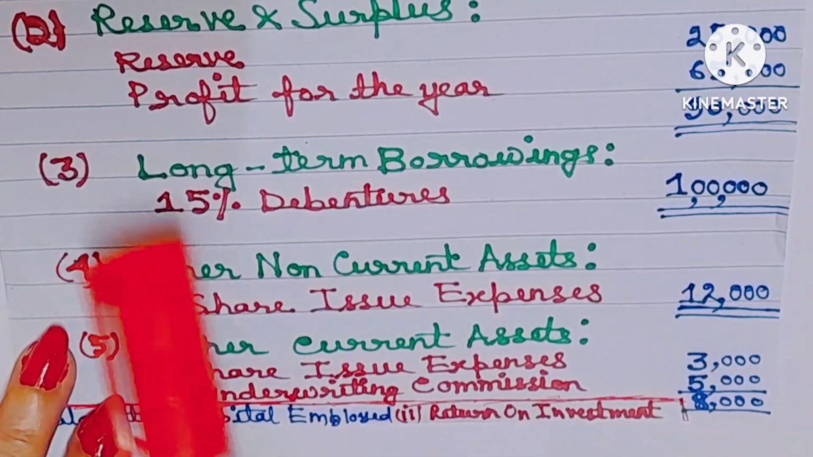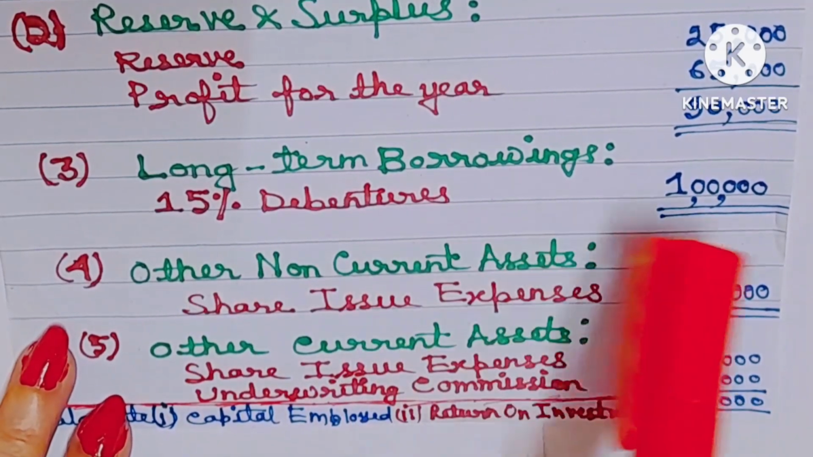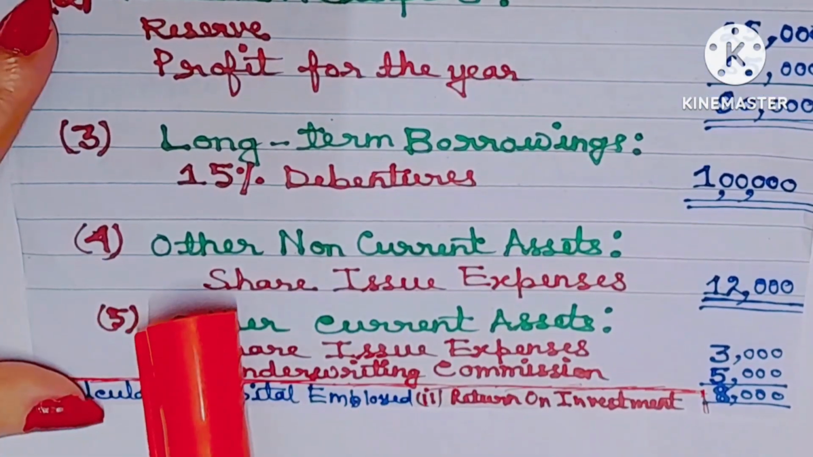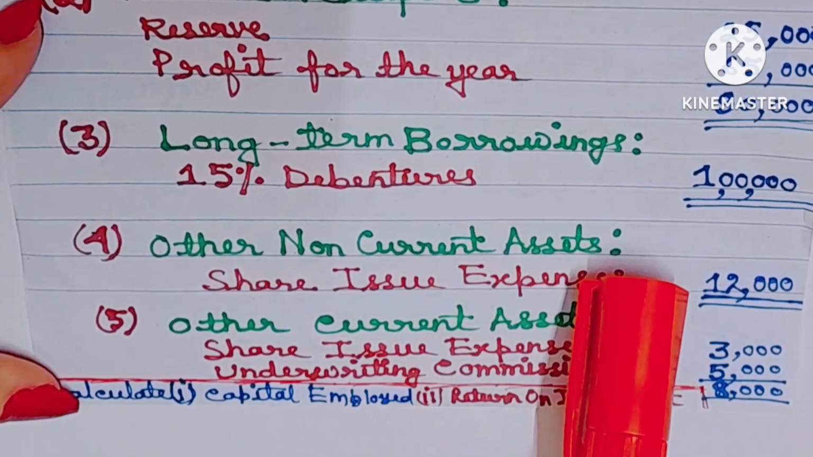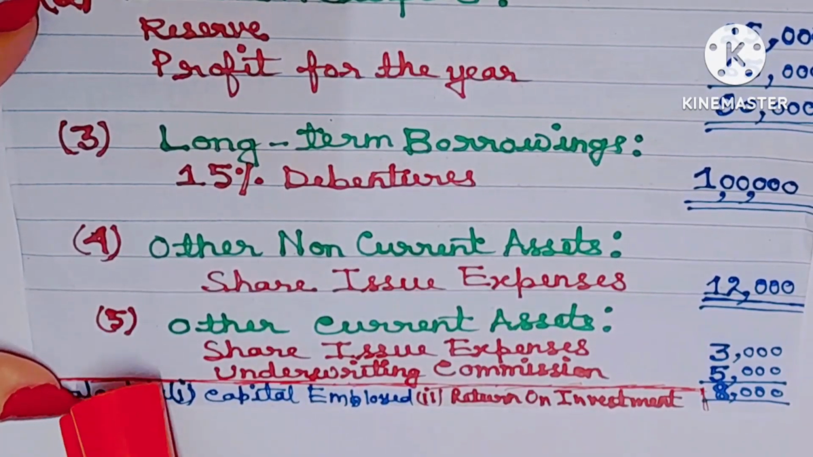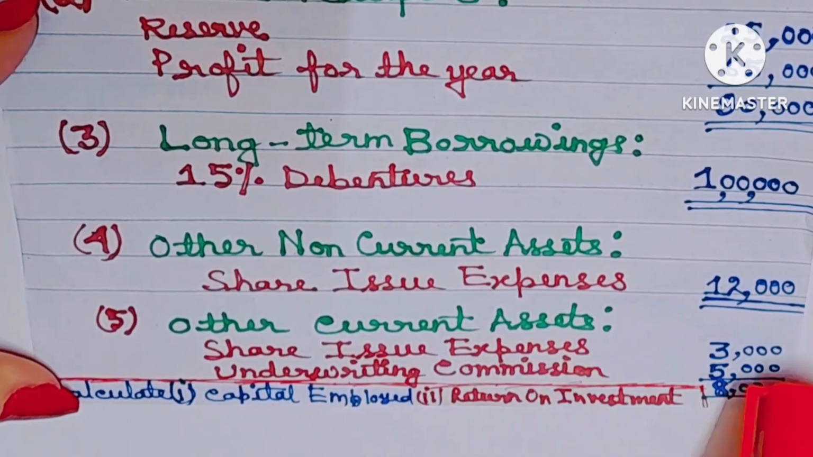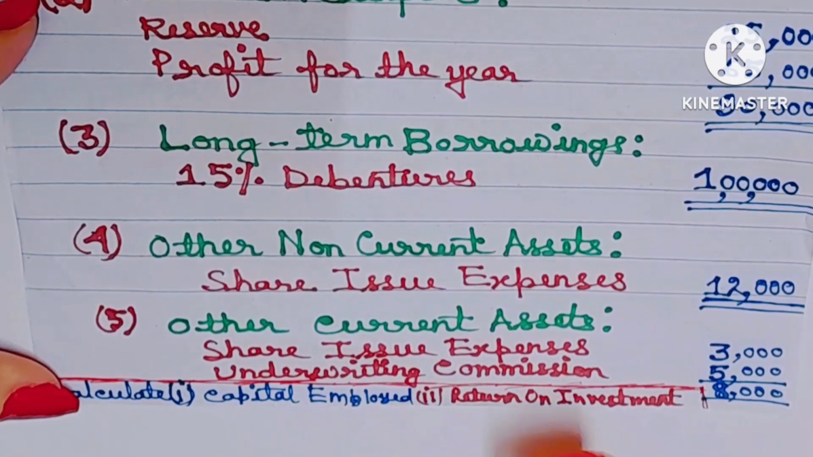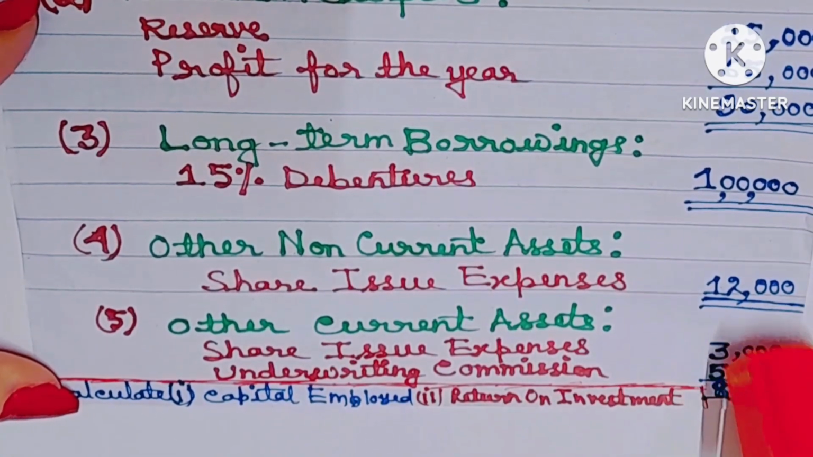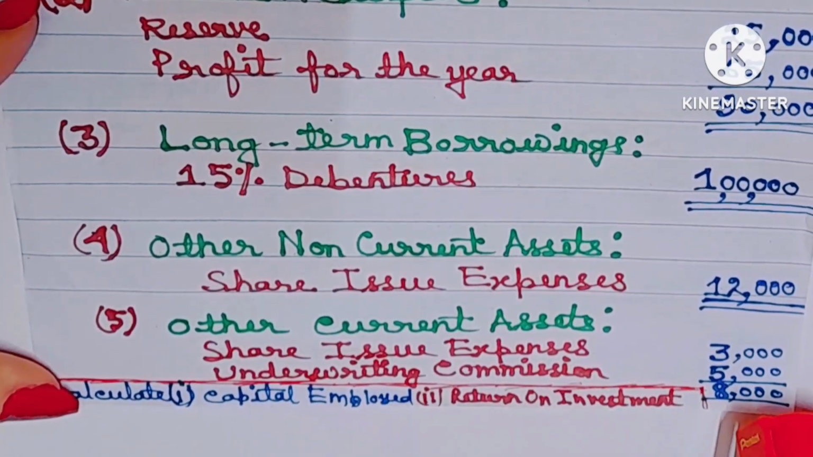Note number 3. Long-term borrowings. 15% debentures is equal to 1 lakh. Note number 4. Other non-current assets. Share issue expenses 12,000. Note number 5. Other current assets. Share issue expenses is equal to 3,000. Underwriting commission is equal to 5,000. If we add this, 3,000 plus 5,000, we'll get 8,000 total.